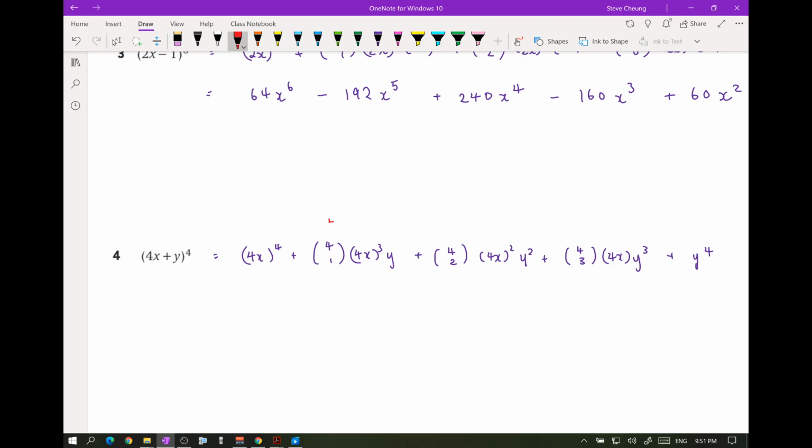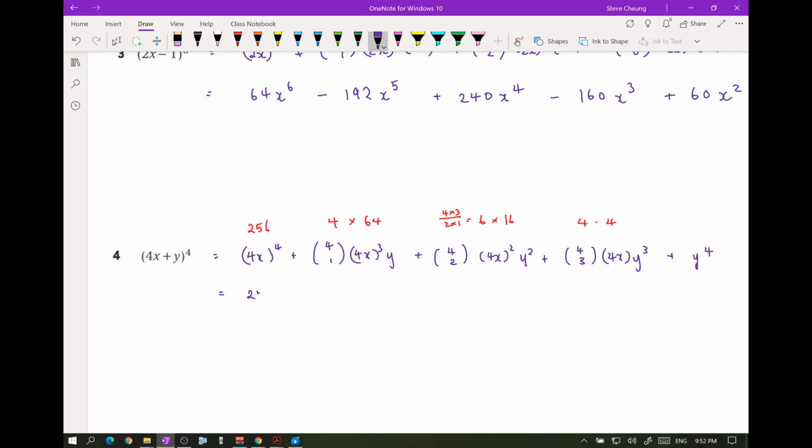Coefficients, we have 4 choose 1 is 4. 4 to the power of 3 is 64. And then 4 choose 2 is, what is it, 6. 4 squared is 16. 4 choose 3 is 4. That's 4. And the last one doesn't even have a number. So if we simplify, oh, I should have done the first one. 4 to the power of 4 is 16 times 16, 256.